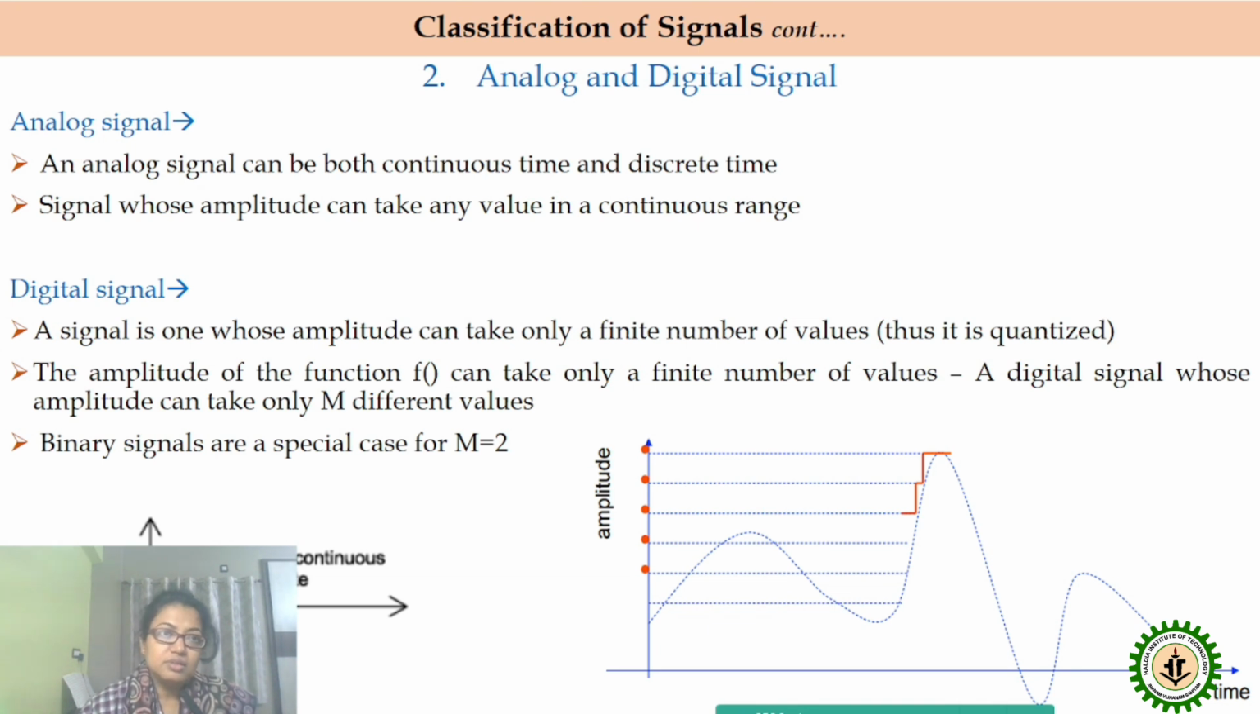Now another one is the analog and digital signal. So an analog signal can be both, meaning continuous time and discrete time both. Okay. So first of all, if we take a signal, then you have to divide it into two parts: analog signal and digital signal. Under analog signal, both are coming. Maybe continuous time, maybe discrete time. Okay. And under digital signal, the y-axis or amplitude axis is basically quantized.